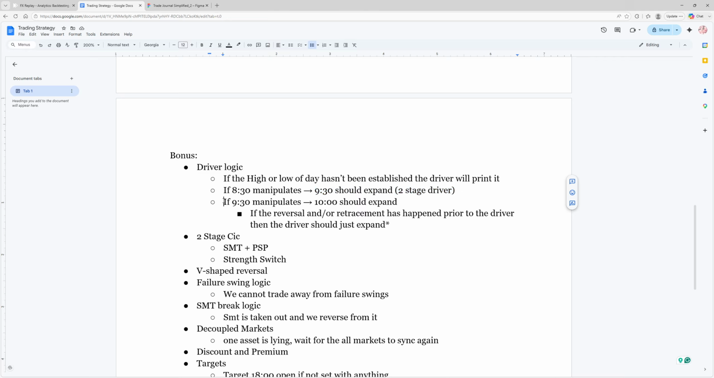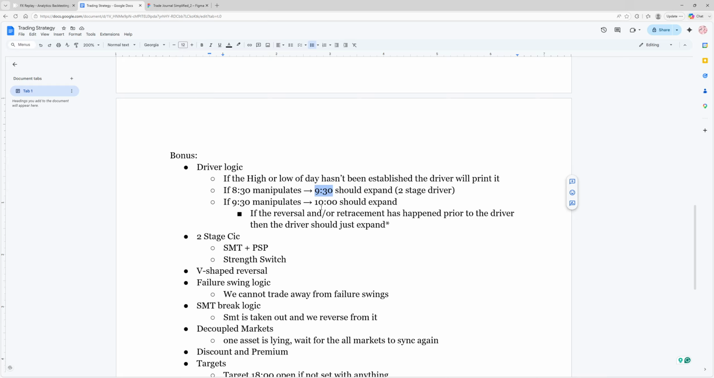Same thing here. So if 9:30, if we don't have a swing point, then 9:30 can manipulate. And then the 10 o'clock, sometimes we have 10 o'clock news, so the 10 o'clock candle should just expand, right? And sometimes we can even position ourselves prior to a driver. So for example, if we're in a trade, sometimes you'll realize at 9:30 that the market just starts expanding really fast in one direction.